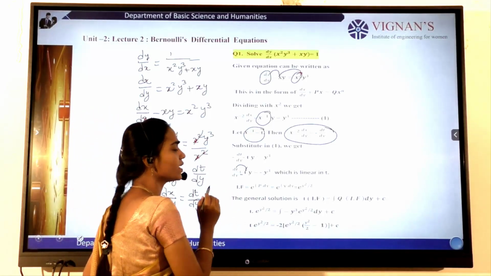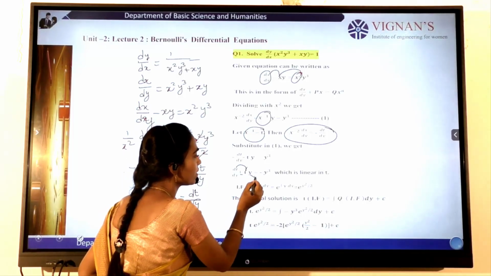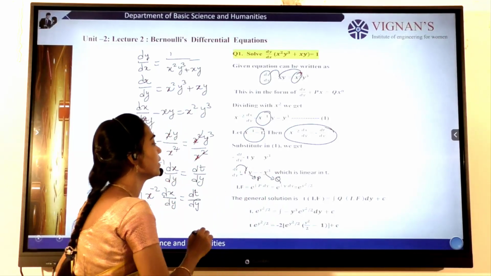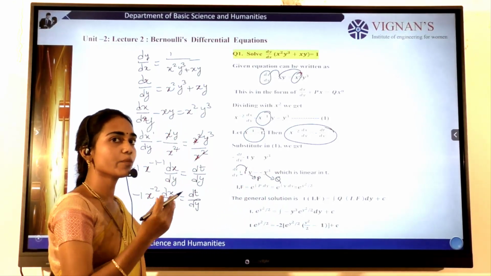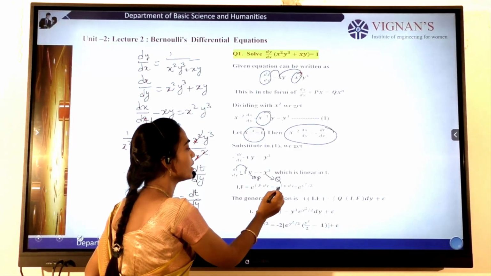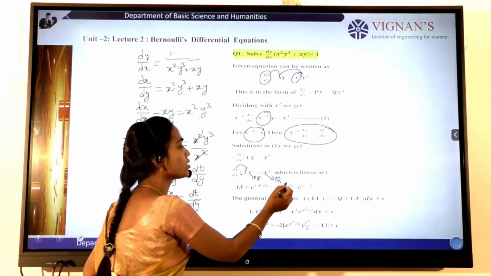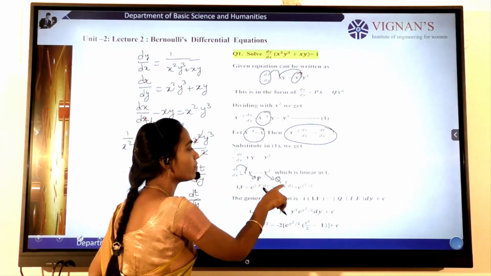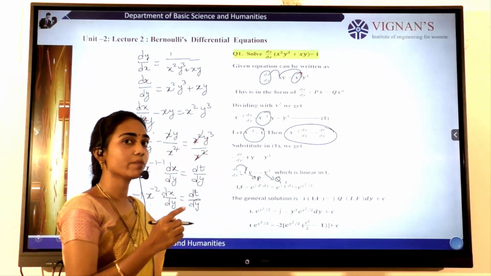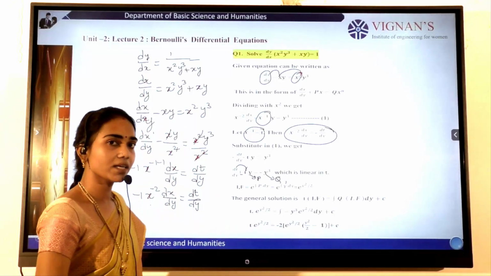Then what is the integrating factor? First we have to take what is p. So here this is p and this is q, right? Next, the integrating factor, by the procedure of linear equations, is e power integral p dy. What is our p here? y into dy. So e power integral y dy. It is like y power 1, and the formula is x power n plus 1 by n plus 1. So e power y square by 2. That is the integrating factor.